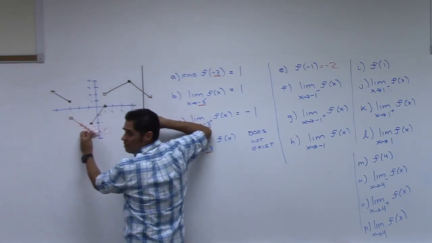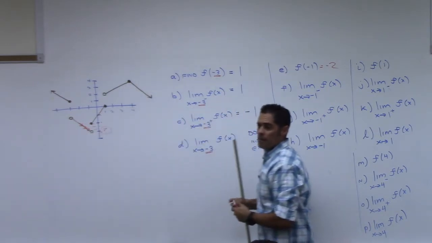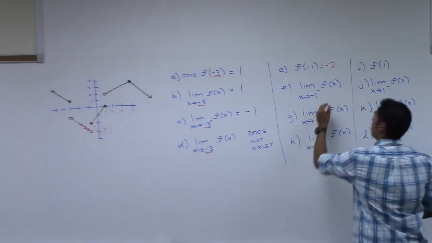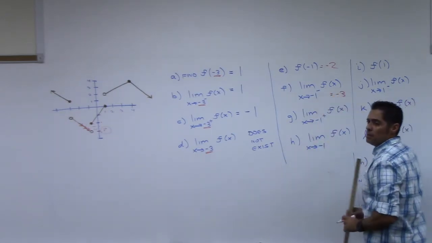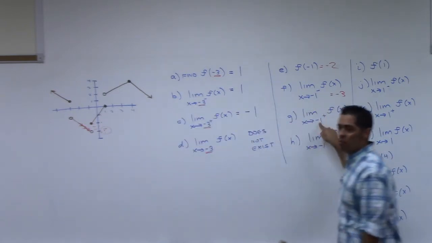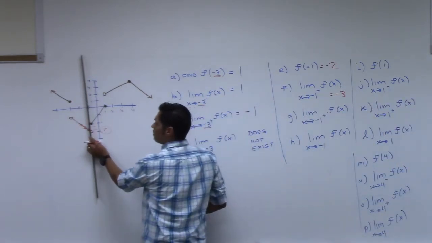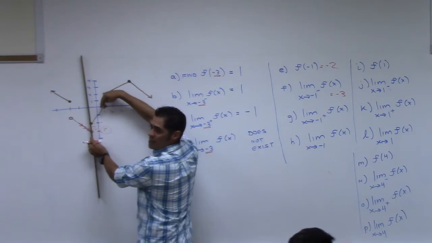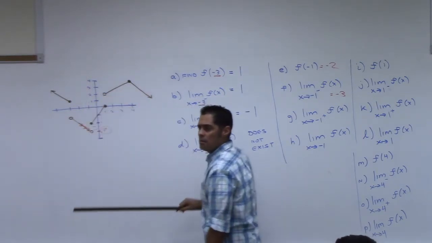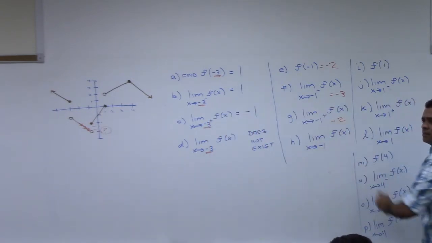Do you agree? You sure? So what is it? -3. What about the next one? You're approaching -1 from the right. So you're here, but now you're coming in from this side, right? Walking along. So how high is that? -2. Does that make sense?